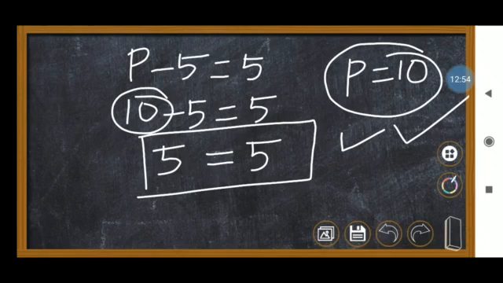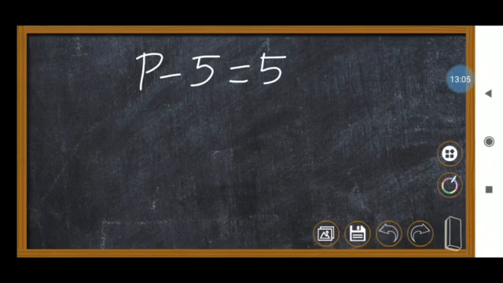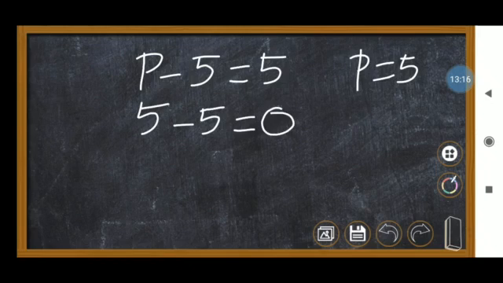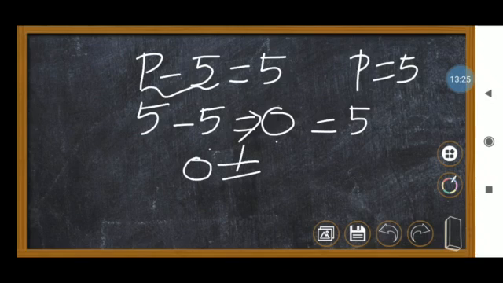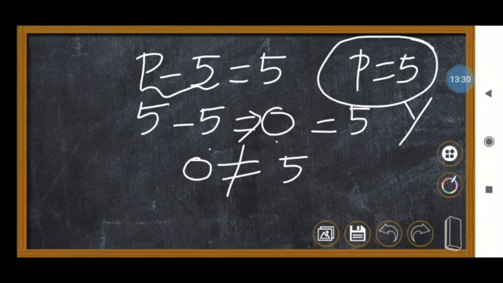Anyway, we are going to check the remaining two values also. P minus 5 equal to 5. Here we are going to take P equal to 5. So 5 minus 5 is equal to 0, am I right, and it should be equal to 5. So if we substitute, 5 minus 5 equals 0, and 0 will not be equal to 5. So P equal to 5 will not be the solution of P minus 5 equal to 5.